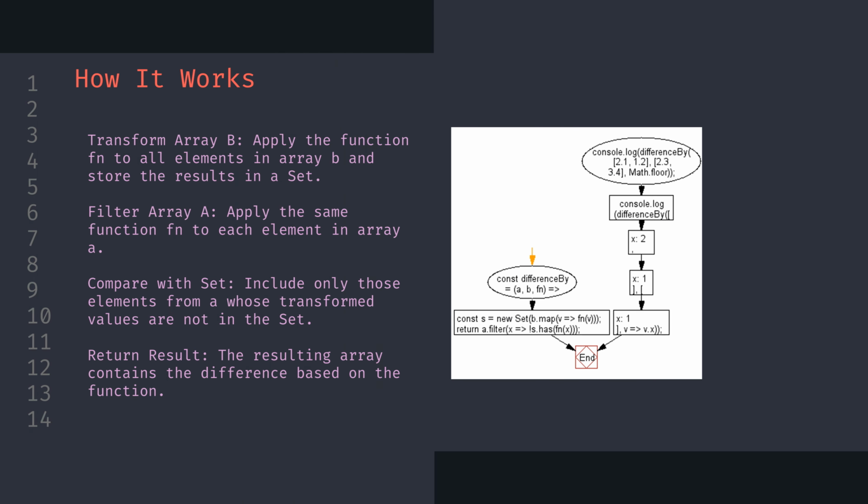The process involves transforming array B and storing the result in a set. Then, for each element in array A, we check if its transformed value exists in the set. If not, we include it in the output array.